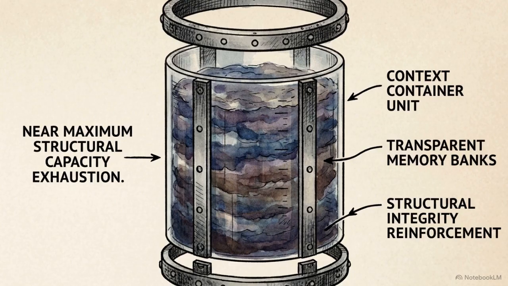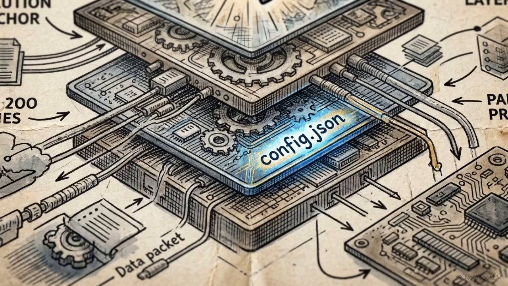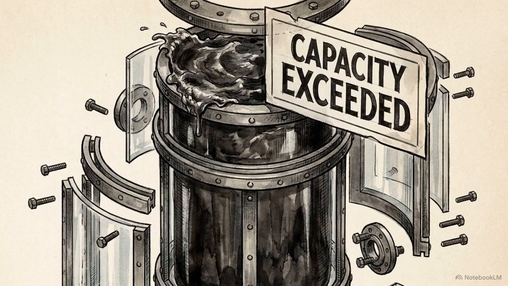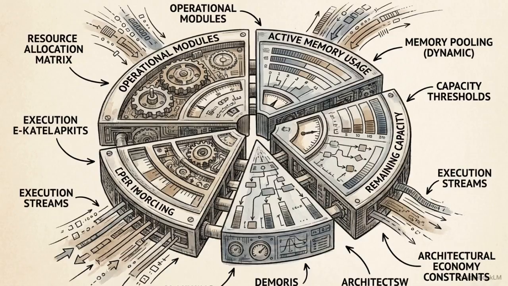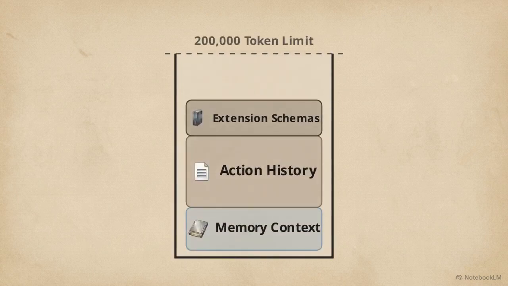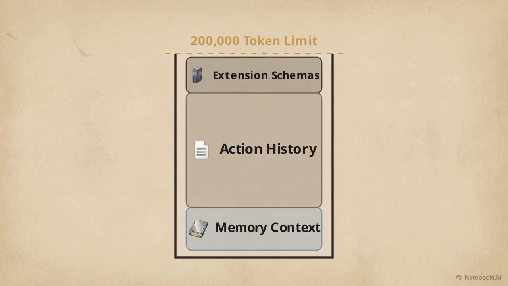But this autonomous cycle operates under a strict physical constraint, a 200,000 token context window. Every file read, regex search, and command output consumes this limited resource. Operating this agent effectively requires treating that context window as a strict economy. You must deliberately allocate tokens to memory, actions, and extensibility to prevent the system from exhausting its working memory.